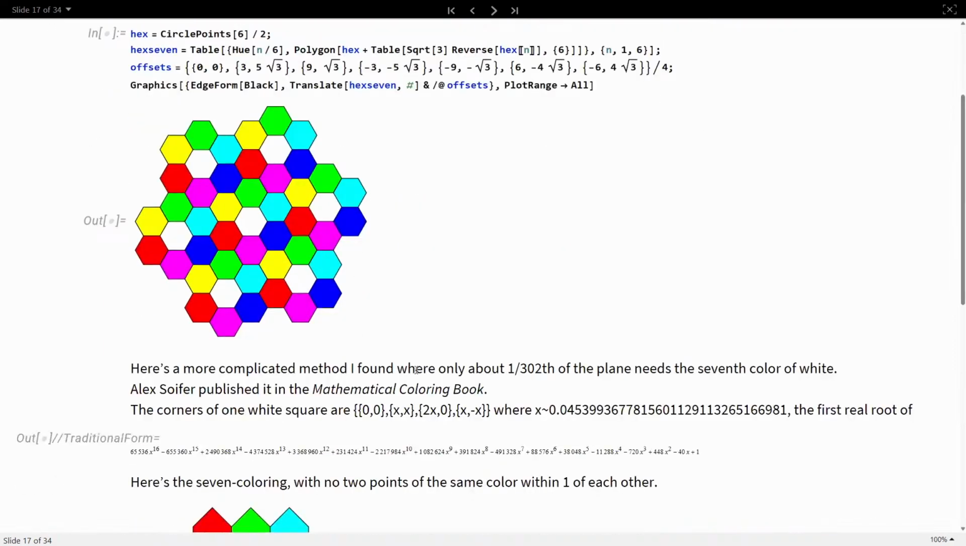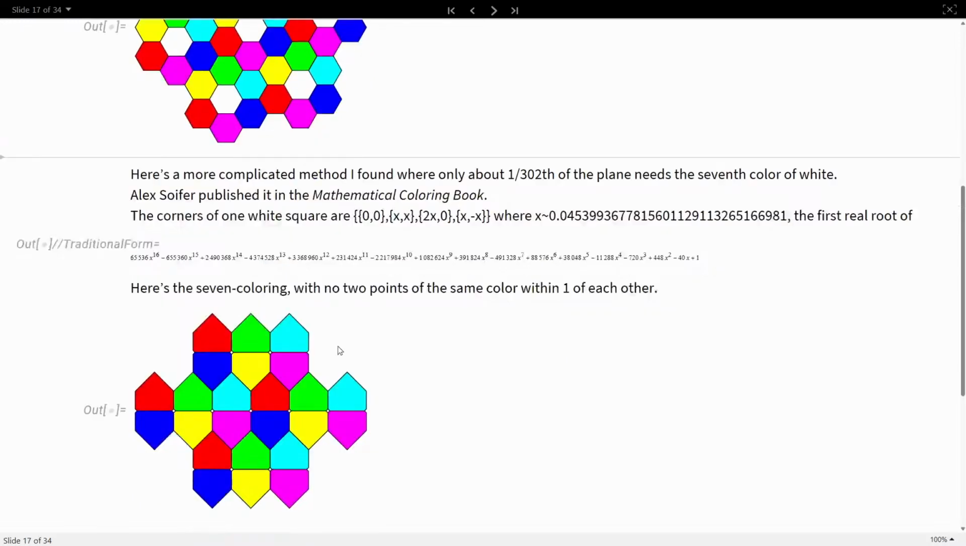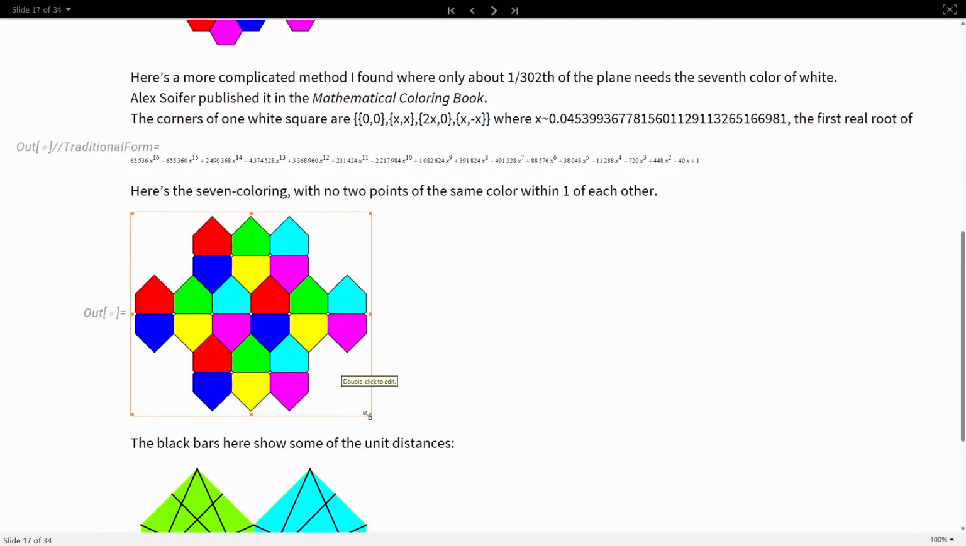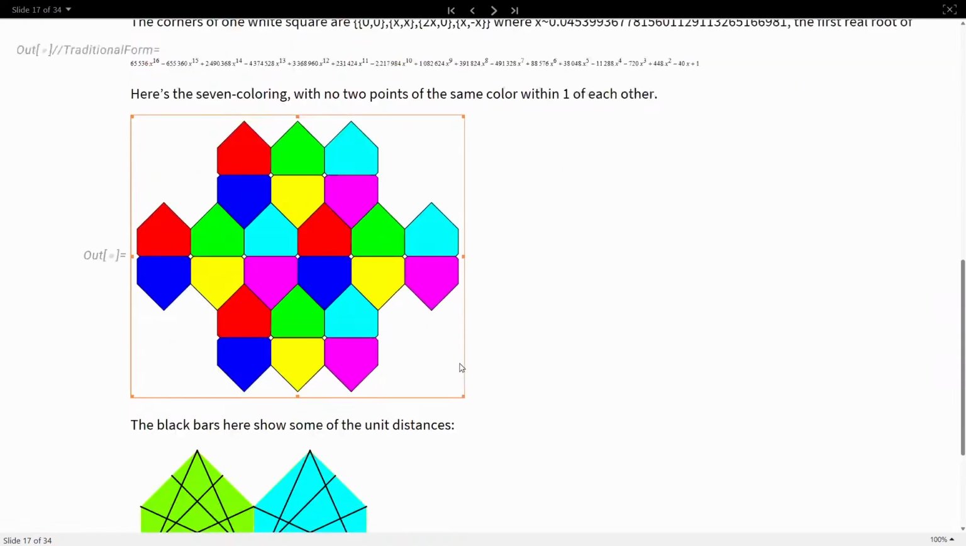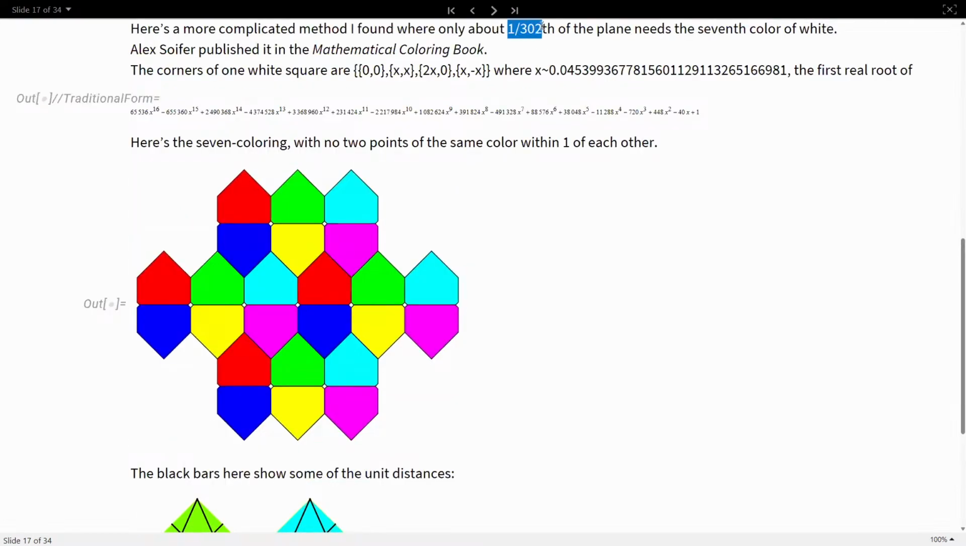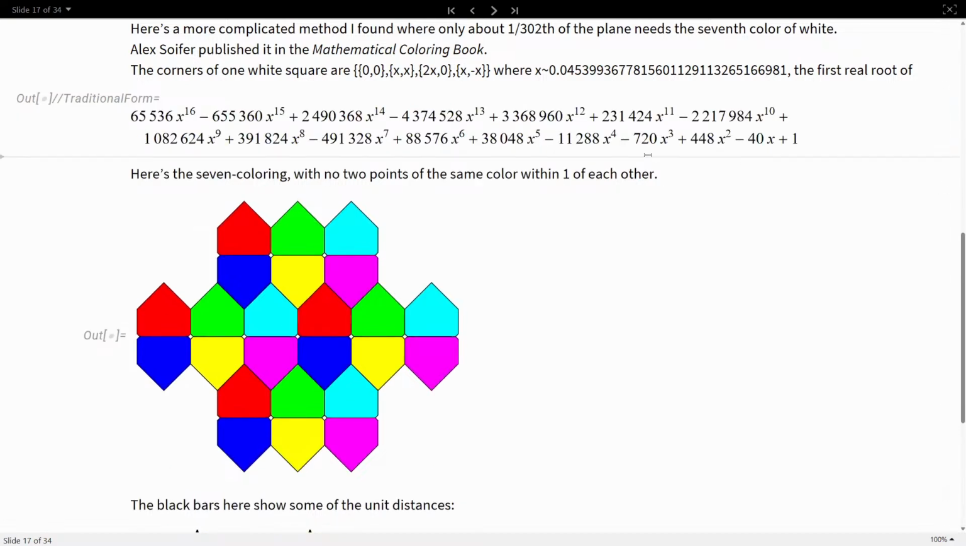But we can almost completely eliminate one of the colors with this method. So here we have very, very tiny white squares that represent about 1/300th of the plane. It requires this rather strange polynomial here. Let's see if we can make that a bit larger. This is an order 16 polynomial that's necessary for making this figure.